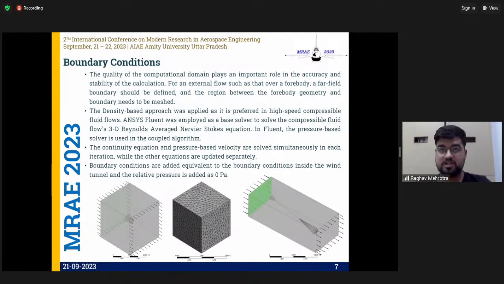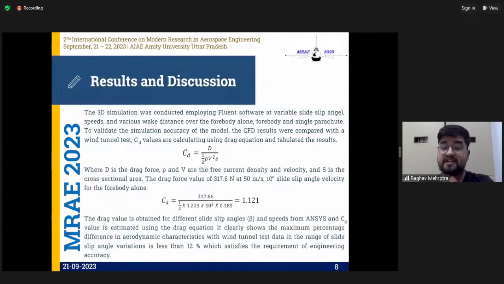Next comes the boundary conditions. We assumed them to be exactly like the ones in the wind tunnel. This is an assumed condition, because we don't actually know the condition of the wind tunnel which DRDO has tested. On the inlet side, we kept changing the velocities according to our needs, from 20 meter per second to 50 meter per second, but the relative pressure was zero because it is a closed chamber, so we kept the relative pressure as zero in the boundary conditions. Next comes the results and discussion.